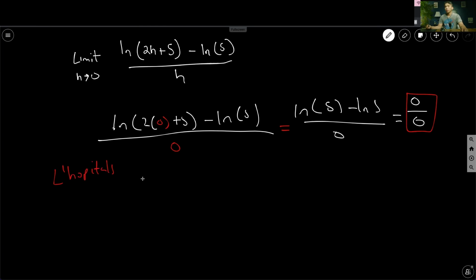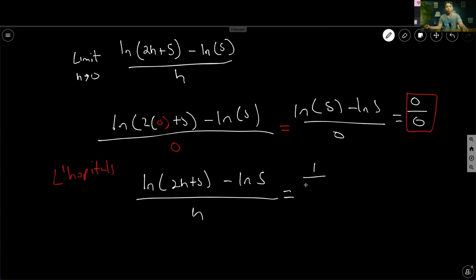So let's go back to our original function: ln of 2h plus 5 minus ln 5, all over h. Let's take the derivative of the top, completely ignoring the bottom. We're not doing the quotient rule; that's what L'Hopital's rule allows us to do. The derivative of ln of 2h plus 5 is 1 over 2h plus 5, multiplied by the chain rule, the derivative of 2h plus 5, which is just 2. The derivative of ln 5 is a constant, so that goes away.